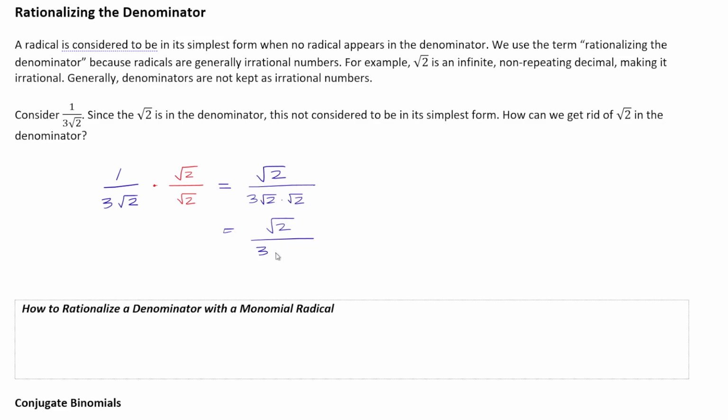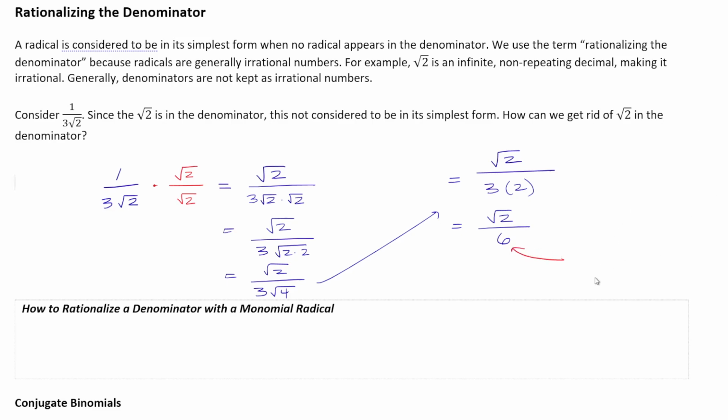That's the same thing as saying 3 times the square root of 2 times 2, which is just 3 square root of 4. Well, we can find the square root of 4, right? 3 square root of 4 is just 3 times 2. And so I'd have root 2 over 6. And as I see right here, 6 is a rational number, so no radical in the denominator.